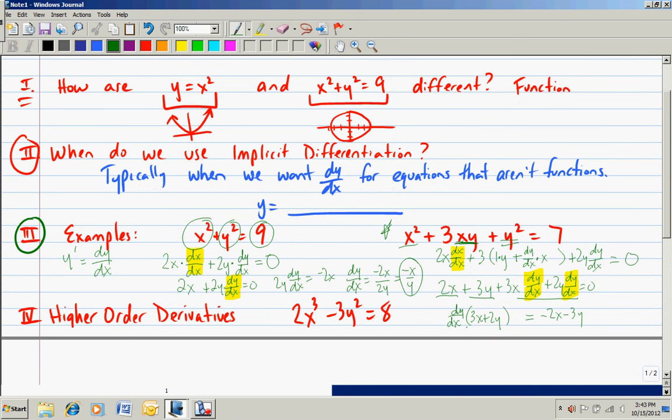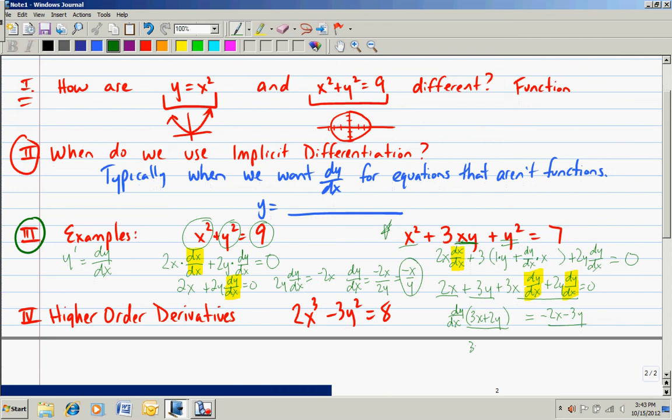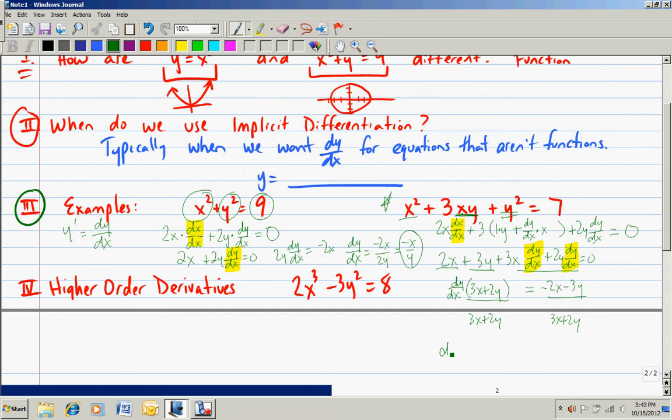And finally, if I divide both sides by 3x plus 2y, I've got my final answer, which would be dy/dx is negative 2x minus 3y over 3x plus 2y. So there's your derivative using implicit differentiation.